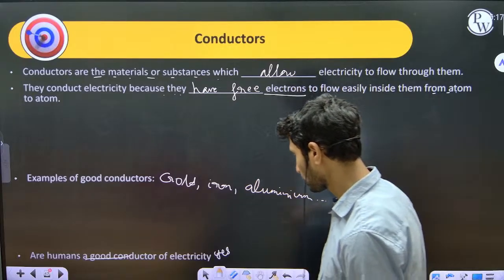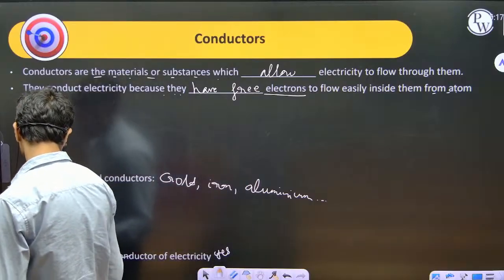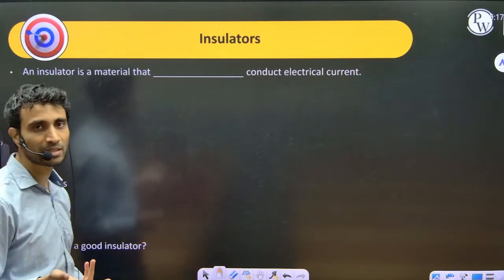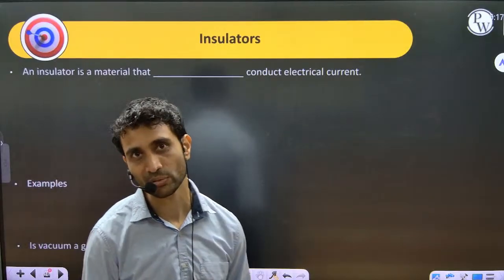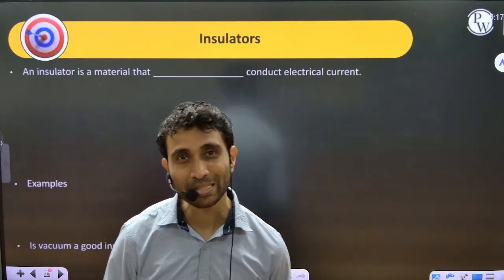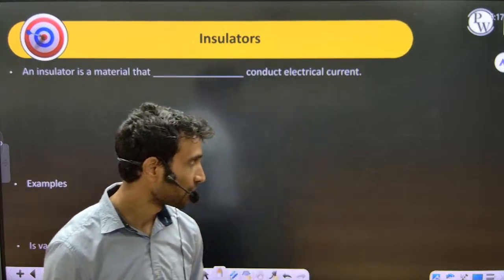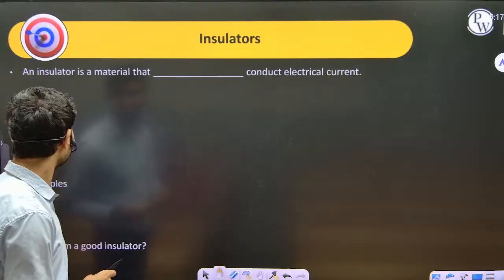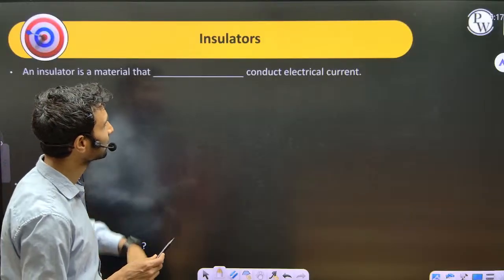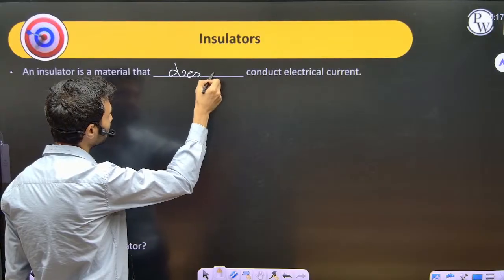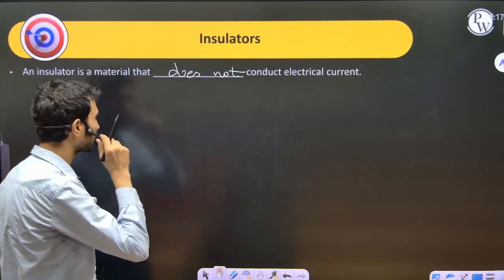Alright kids, so let's go ahead. Conductors done. Now let's go to insulators. So insulators, as the name suggests, insulate, right? They impede the motion of free electrons and thereby do not help the current to flow. So an insulator is a material that does not conduct electric current.